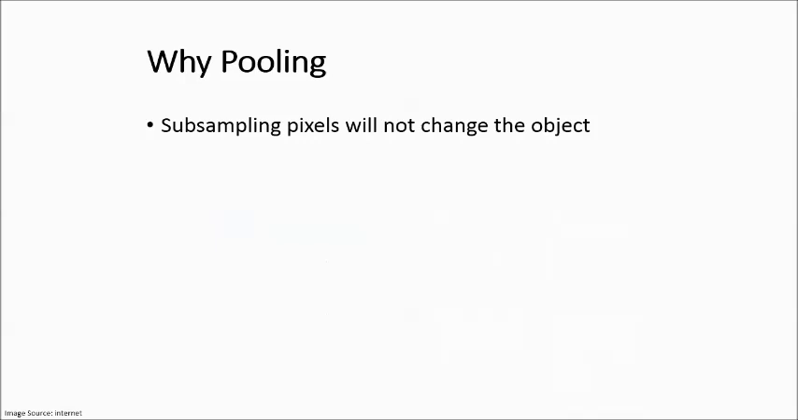So why pooling? It is not only subsampling, and the pixels will not change that object. Even in image processing or computer vision, we found many times that not all information is important. So we are generally choosy about which information we can take, or whether we can reduce this huge dimension.